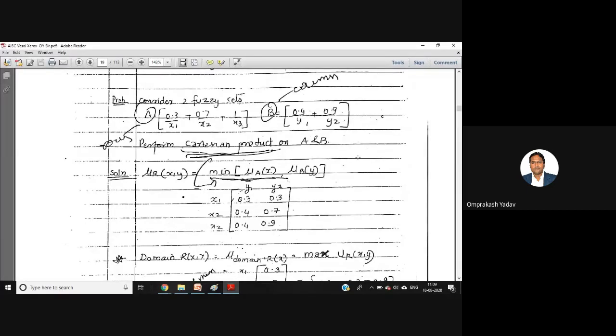So always remember, whenever you want to determine the relationship matrix between two fuzzy sets, you always find out this Cartesian product, okay? That is A cross B. So whether they are telling Cartesian product or relationship matrix, you are supposed to do the same thing. So what we will do now here, we will find A cross B. So this is actually A cross B.